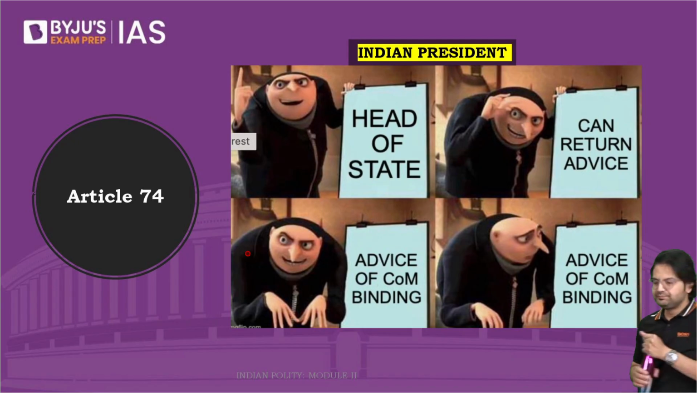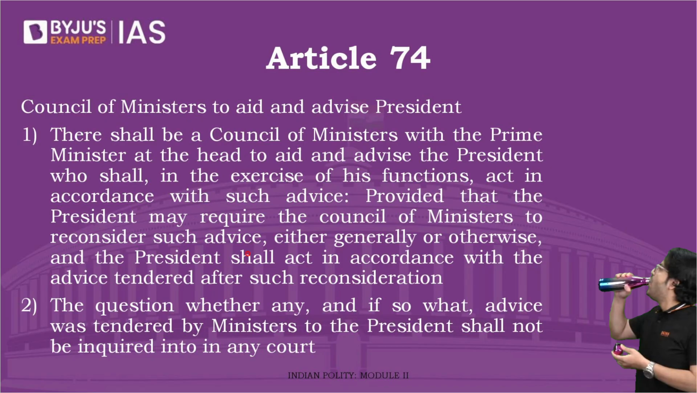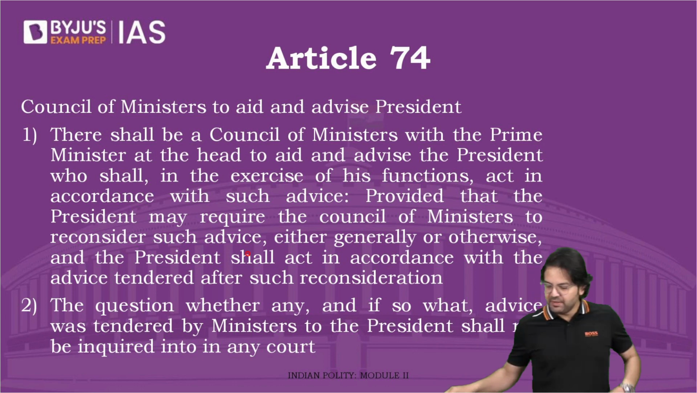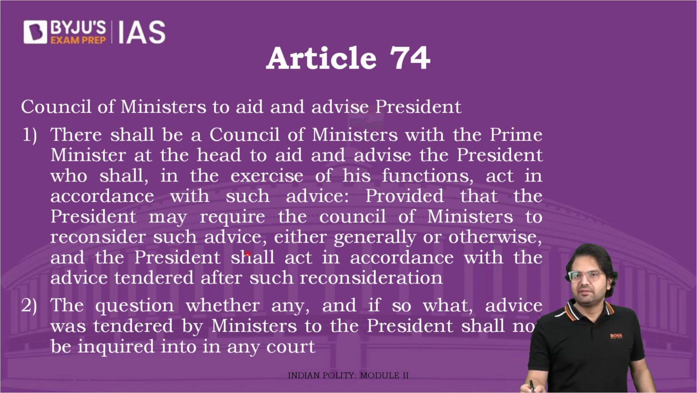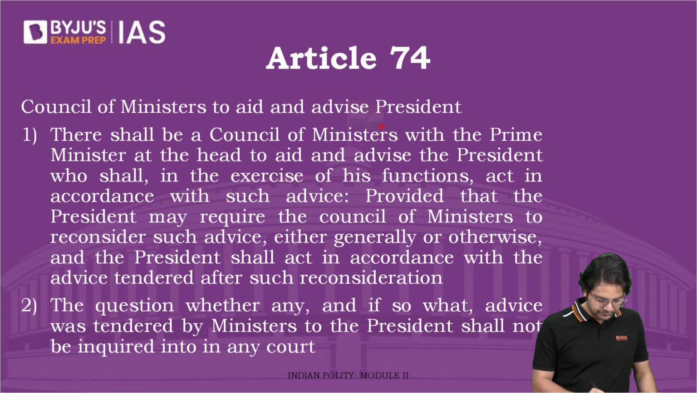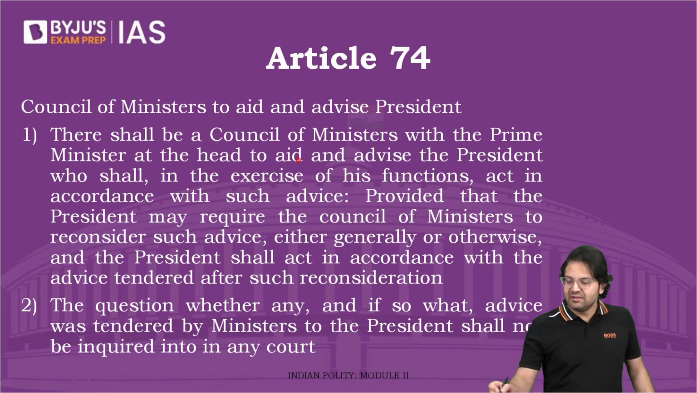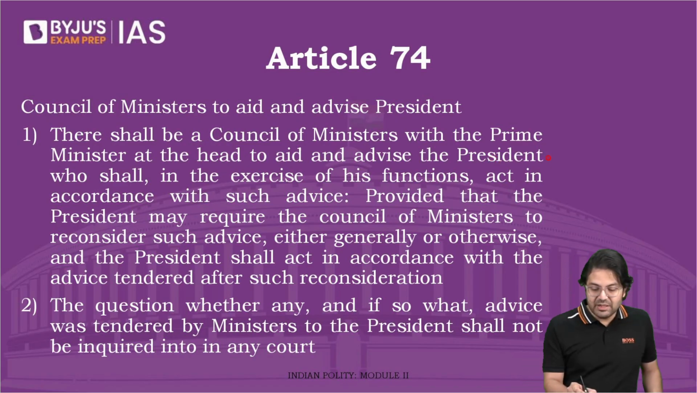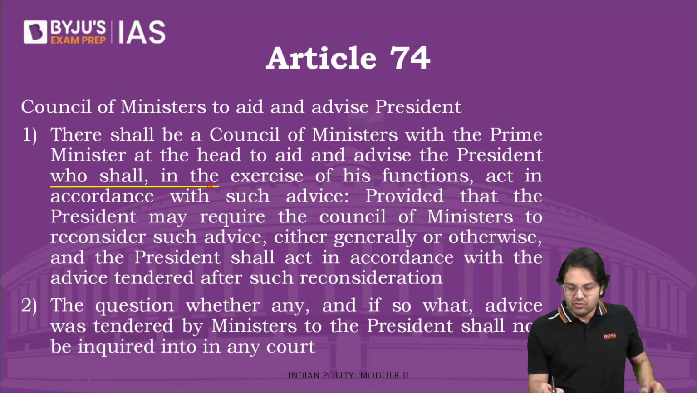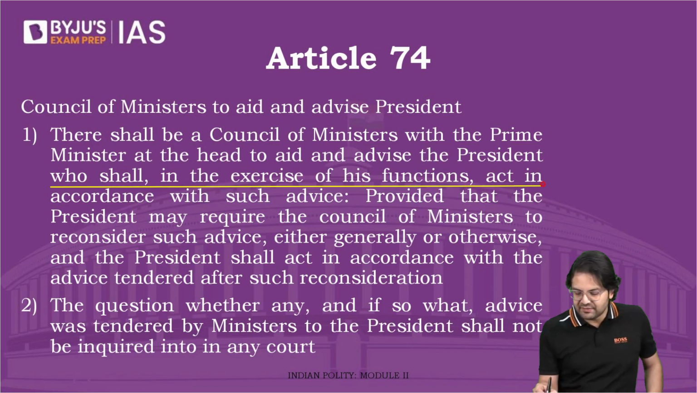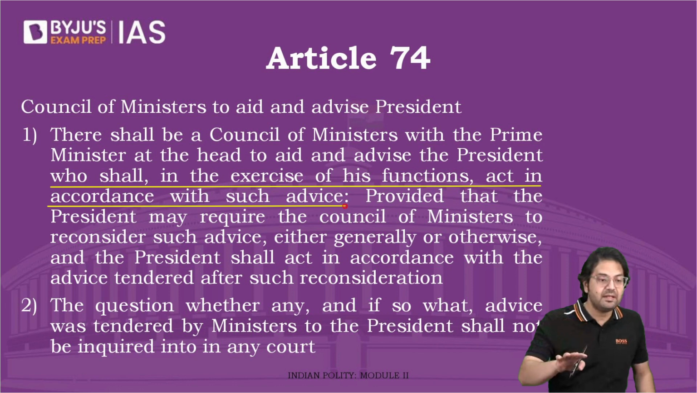This is Article 74, Clause 1. Let's read together. Council of Ministers to aid and advise the President. There shall be a Council of Ministers with the PM at the head to aid and advise the President. Originally, there was a full stop. But then we added a phrase: who shall. What is the meaning of shall? Shall means mandatory. Who shall, in the exercise of his functions, act in accordance with such advice. Mandatory, compulsory.